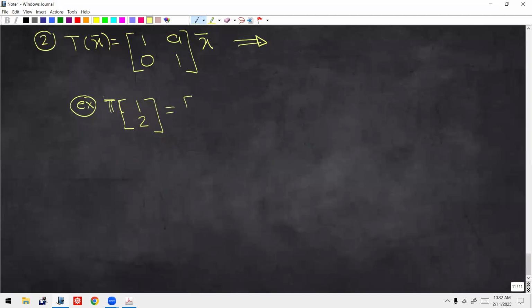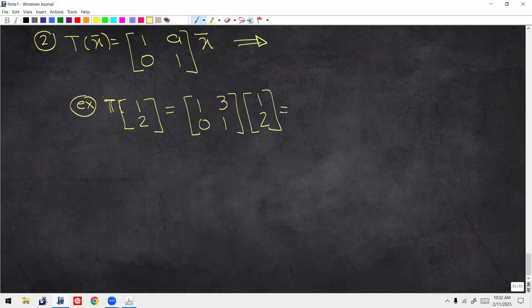So what will this do? It'll take 1, 3, 0, 1 and multiply it by the vector 1, 2. So if I do that, what do I end up with? So we'll do row times column. So we get 1 plus 6 is 7, and then we get 2. That's what we get. So let's see visually what happens, okay? So let's graph it.